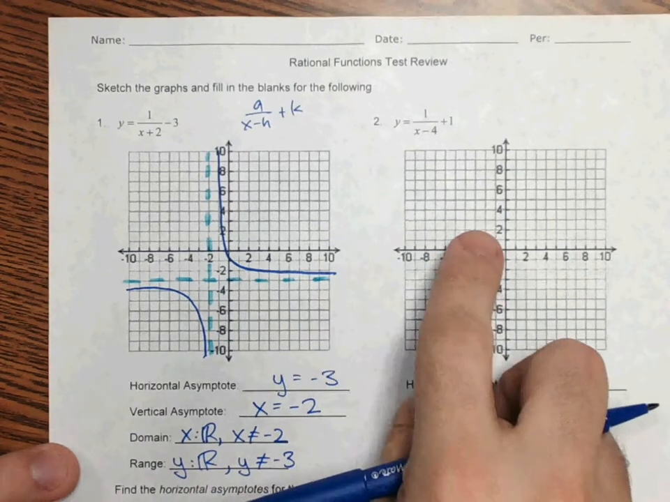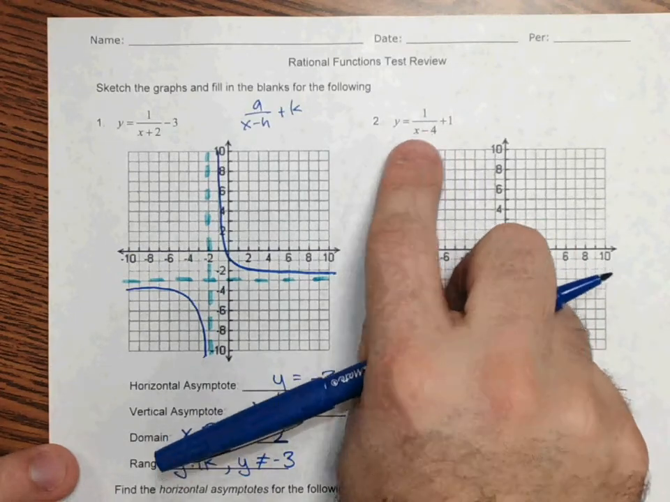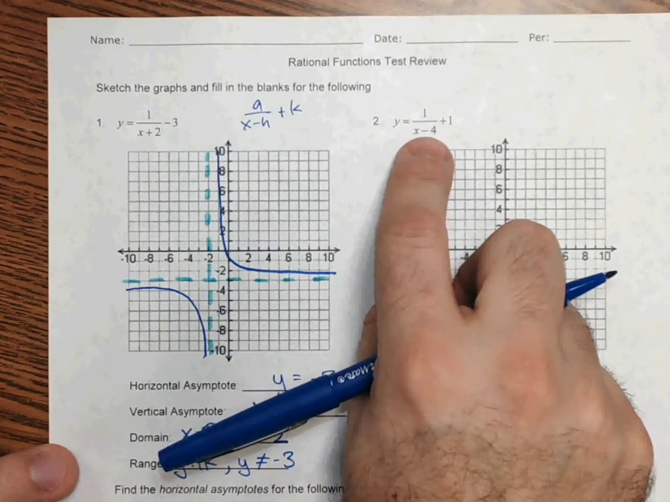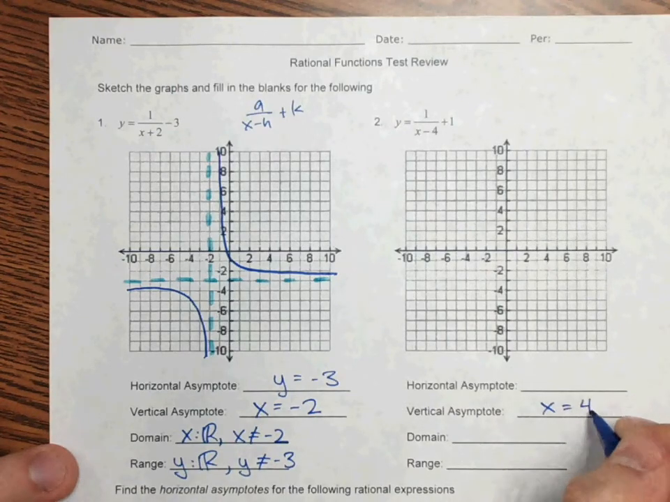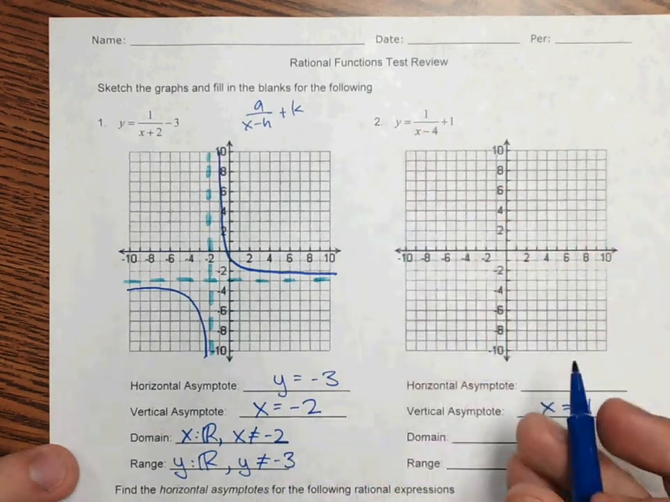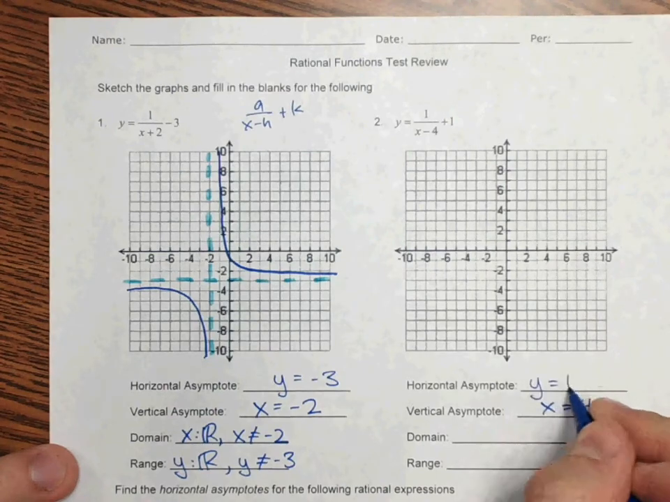Okay. Same idea for the other one. We're looking here, we have x minus 4. Now that's going to be my vertical asymptote. It's going to be opposite of that. So it'll be x equals positive 4. We have a plus 1, which means my horizontal asymptote is at y equals 1.